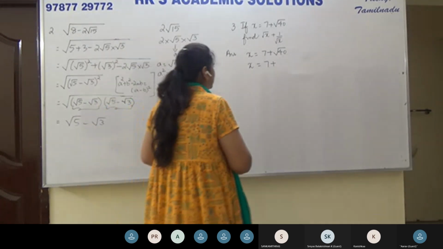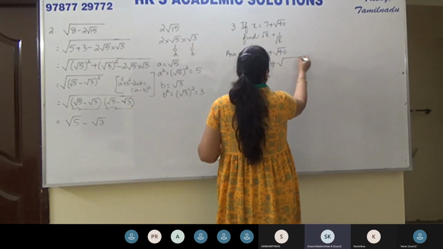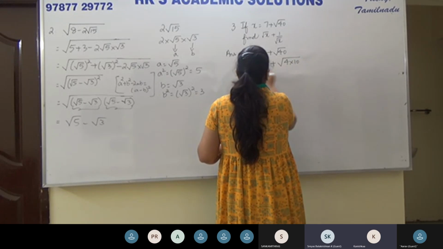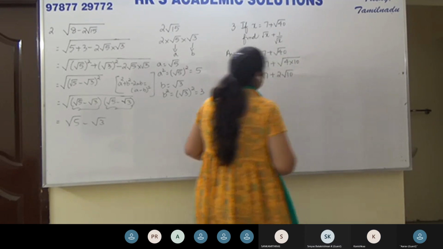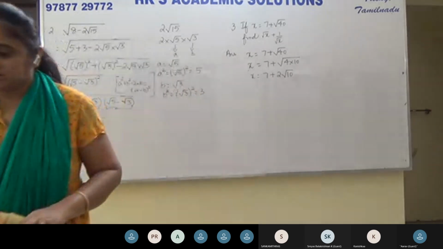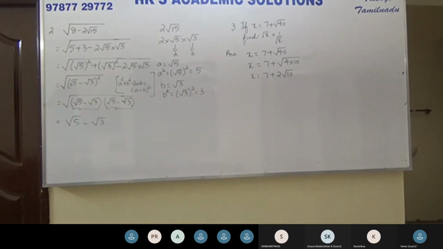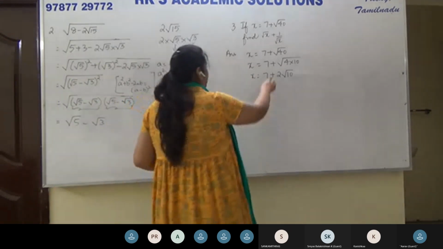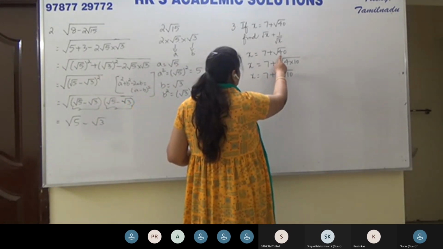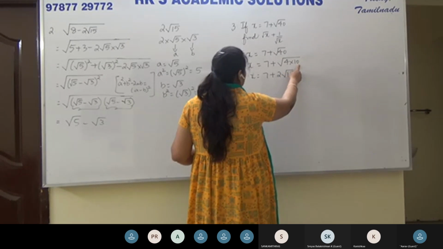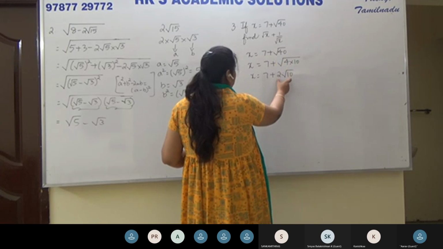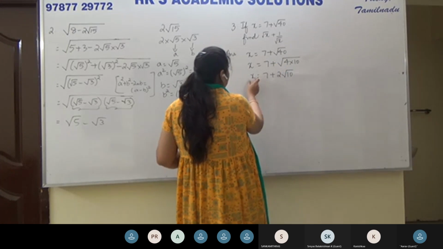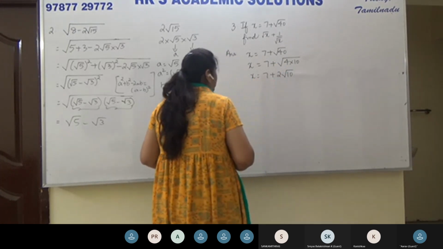Square root of 40 can be written as a mixed surd because square root of 40 is square root of 4 into 10, and this is nothing but 2 root 10. So x is equal to 7 plus 2 root 10.